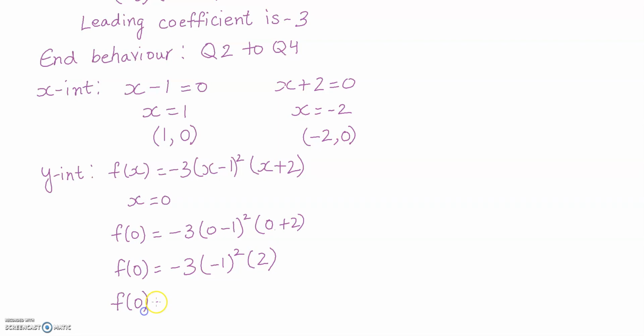So f of 0 is equal to negative 3. Negative 1 squared will give me 1. And it's 2. Therefore, f of 0, which is y, is equal to negative 3 times 1 is negative 3. Negative 3 times 2 will give me negative 6. And therefore, the y-intercept is 0 and negative 6.